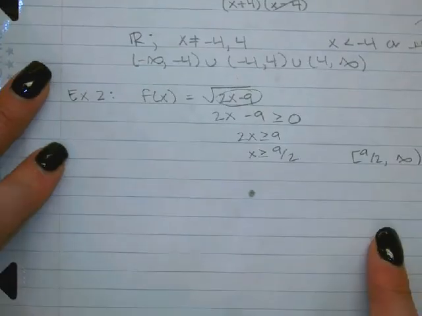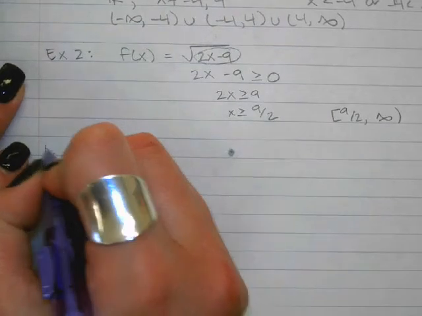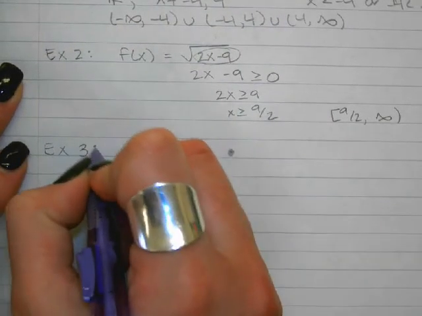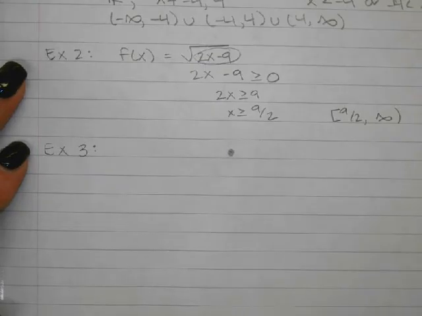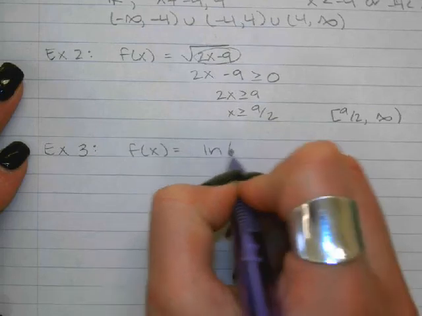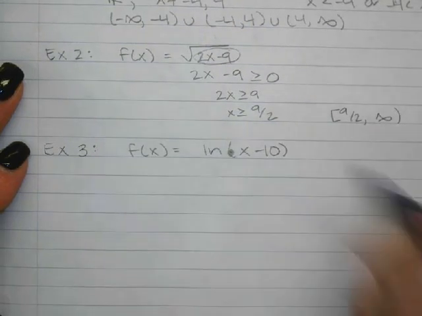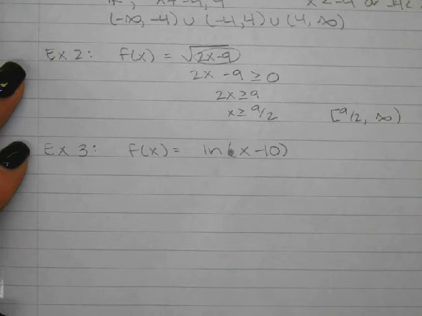All right, last example is going to be a natural log problem, and this would be the same if we were doing a log with a base that's not e. So this one is going to be f of x equals ln of x minus 10, but it would have been the same if we said log base 5 or log base 10 or log base pi if you want to get fancy.